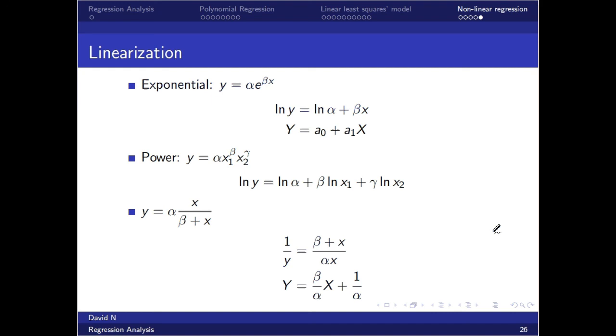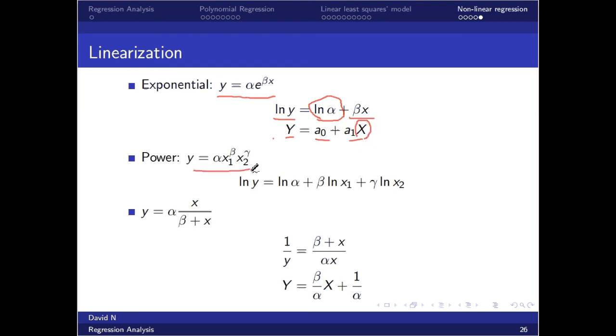Now any nonlinear model can be linearized in order to solve it using the general linear least squares model if written in a proper manner. Say for example, we already considered the exponential model being represented by y is equal to alpha e to the power of beta x. Taking logarithm on both sides, logarithm of y is the summation of the logarithm of alpha and the logarithm of e to the power beta x, which becomes beta into x. Hence we have Y is equal to a naught plus a1 into X, where Y is logarithm of y, a naught is logarithm of alpha, a1 is beta, and small x becomes capital X.